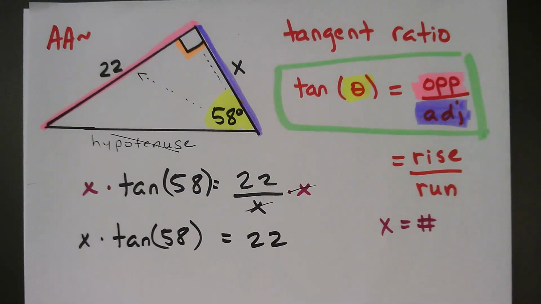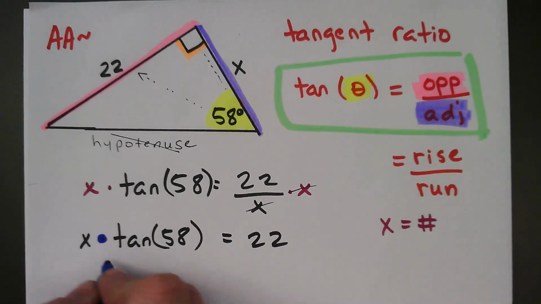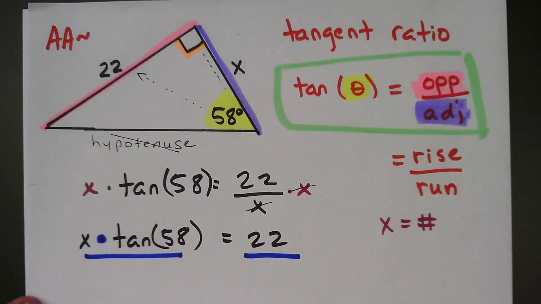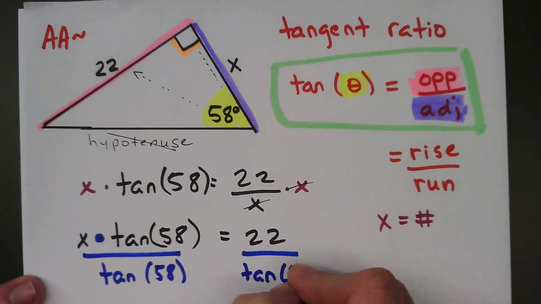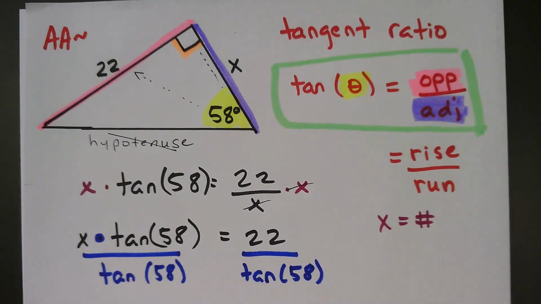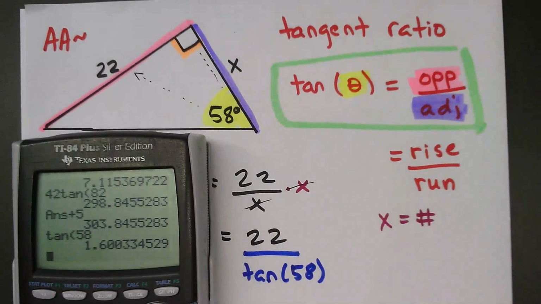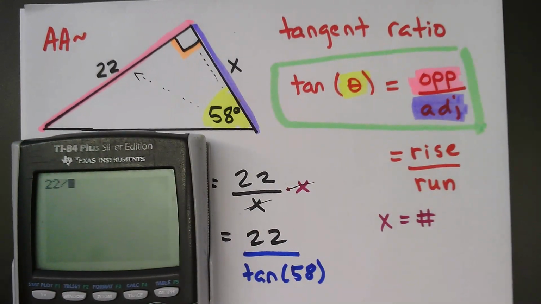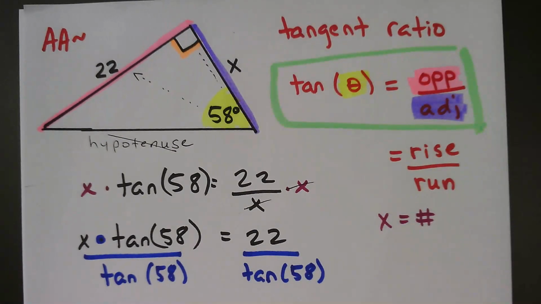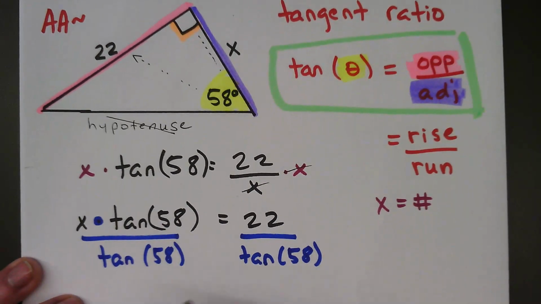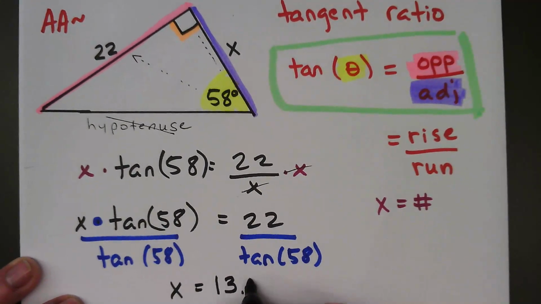We want to get x by itself, so we need to undo this multiplication. And we undo multiplication with division. So we're going to divide both sides by the tangent of 58. Which again, it looks weird. It looks like it's a word, but it's just a number. 22 divided by the tangent of 58 is going to be our answer, and I'll make the calculator do that. I'll clear that out. 22 divided by the tangent of 58. And it's going to be about 13.7. I'll round that to the nearest tenth. So my x here is going to be about 13.7.